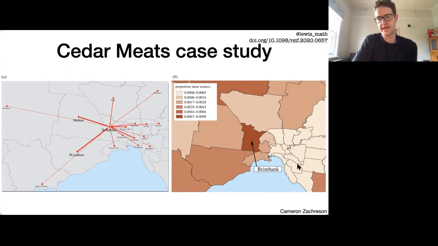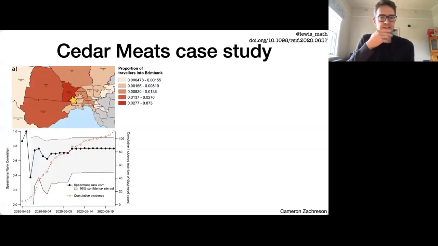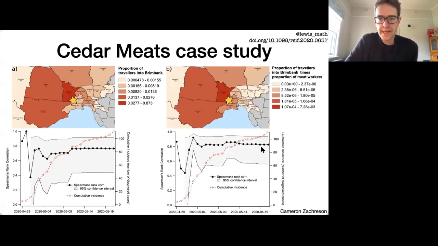So the data science here was using a couple of disparate, differently collected data sets and combining them together. Using the Facebook data, we looked at what would happen if we put a case in Brimbank at the meatworks, which is where the star is, where risk was likely to go, and then we correlated that with where we ended up seeing cases. That's this plot here. I'm plotting the correlation of risk in different regions with the number of cases that we saw in the following week. That gave us decent correlations, which indicated that this was reflecting reality pretty well.